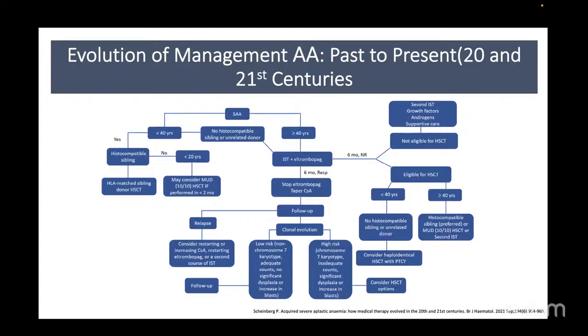Eltrombopag has been a game changer in the management of aplastic anemia for the past 8 to 10 years, and we have had significant satisfactory responses to Eltrombopag alone in non-severe aplastic anemia patients, wherein with Eltrombopag alone, the patients achieve transfusion independence. And even in severe aplastic anemia patients, the results of IST have improved phenomenally with the addition of Eltrombopag.